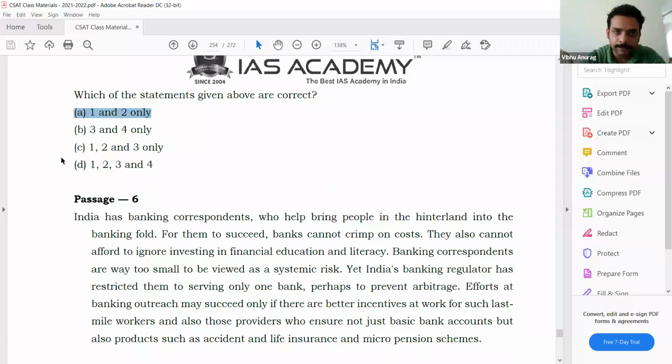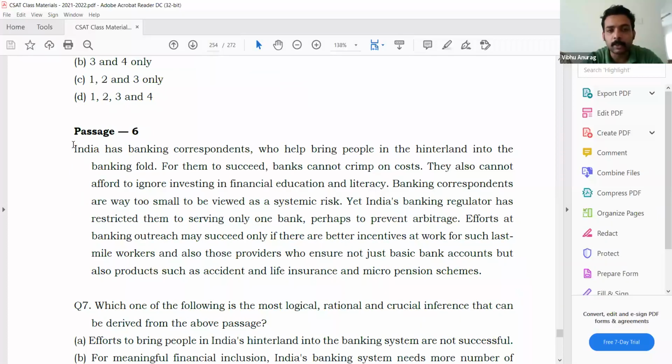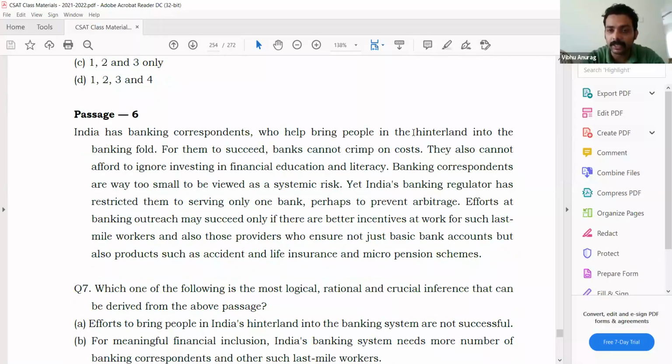Then passage 6. India has banking correspondents who help bring people in the hinterland, the backward areas, the rural areas, into the banking fold. For them to succeed, banks cannot crimp on costs. They should not try to save costs. They also cannot afford to ignore investing in financial education and literacy. Banking correspondents are way too small to be viewed as a systemic risk. There's no risk from them.